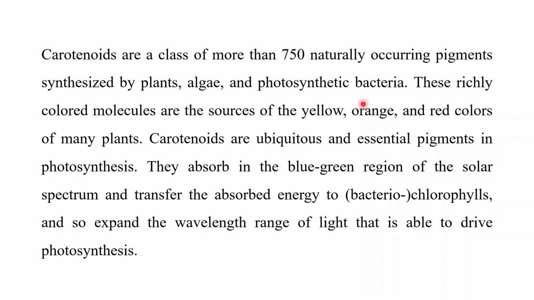So carotenoids are ubiquitous and essential pigments in photosynthesis. They absorb in the blue-green region of the solar spectrum and transfer the absorbed energy to bacteriochlorophylls or chlorophylls, and so expand the wavelength range of light that is able to drive photosynthesis.